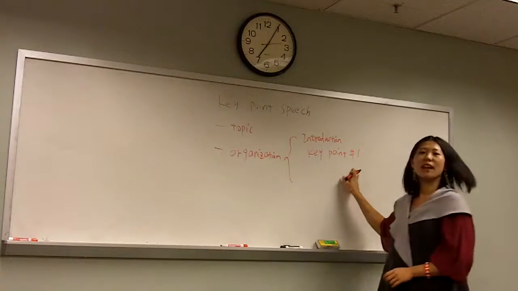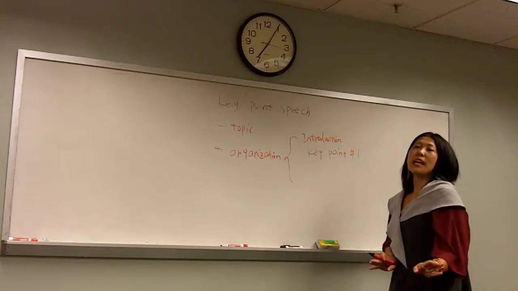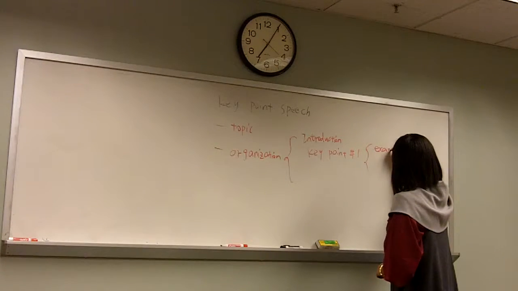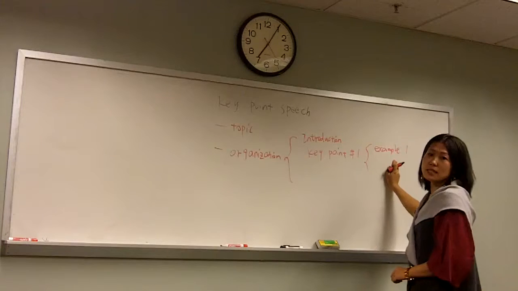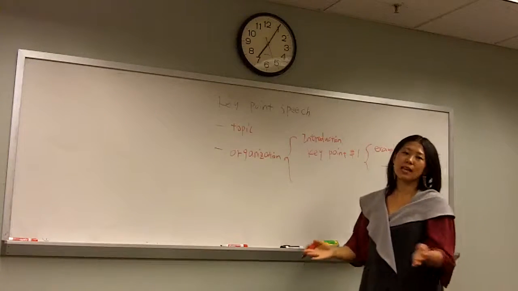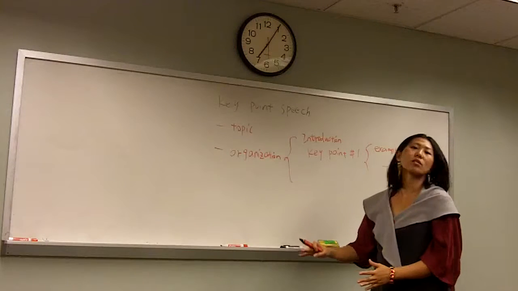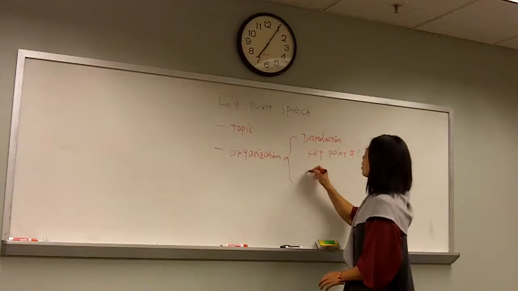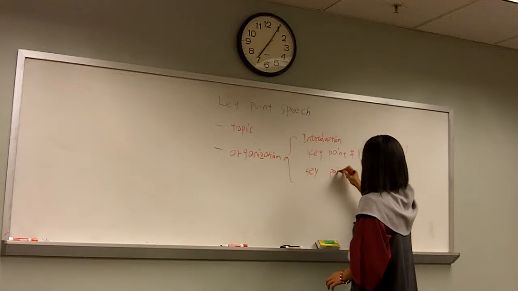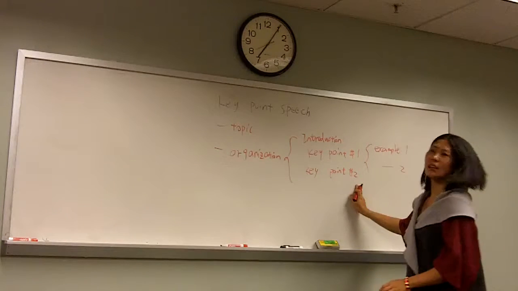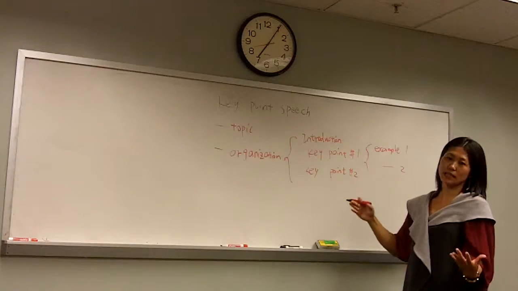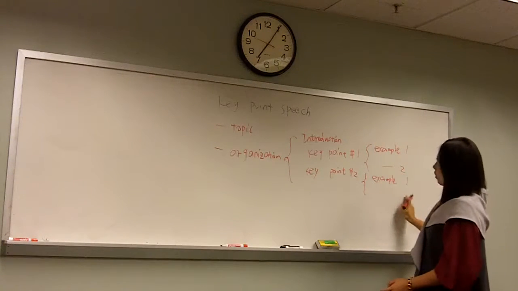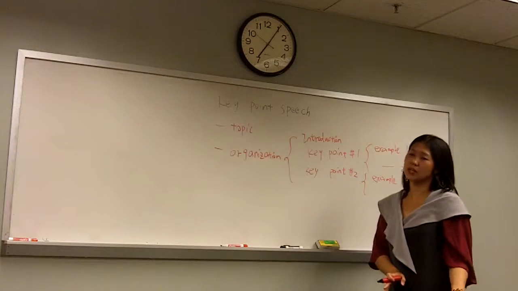Key point number 1. When you explicitly explain what the first point is, it would be very nice to add maybe 1 example or 2 examples to make your key point more concrete and specific, easy to understand. And then we move to key point number 2. Again, you start with what the point is, and then what the example is. You can choose 1 or 2 or several examples.